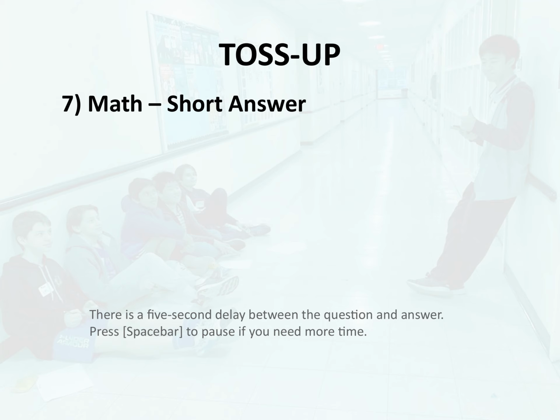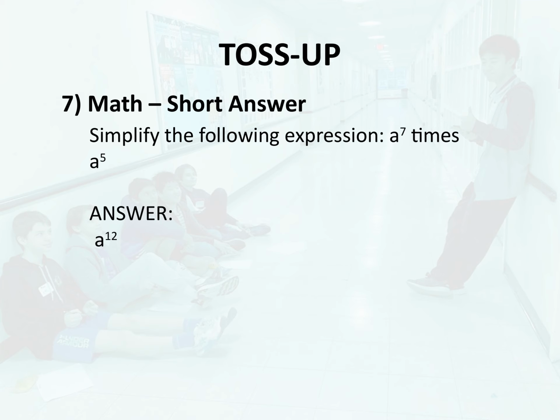Toss-up 7. Math, short answer. Simplify the following expression, a to the 7th power times a to the 5th power. Answer, a to the power of 12.